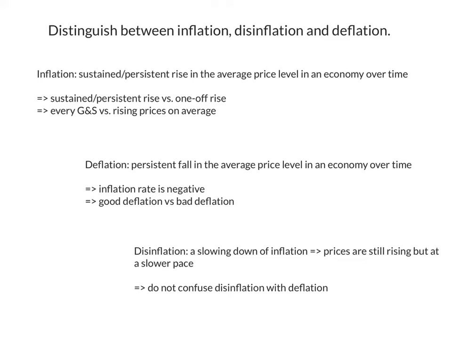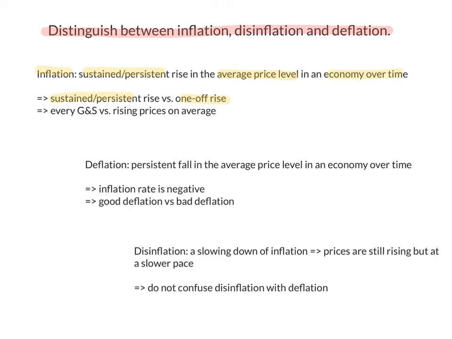The first learning outcome taken from the IB economics syllabus in the macroeconomic objective section is to be able to distinguish between inflation, disinflation, and deflation. Let's get started. Inflation refers to the sustained or persistent rise in the average price level in an economy over time. Now, certain things you need to keep in mind. Inflation refers to a sustained or persistent rise as opposed to a one-off rise. Say, for example, the government passes new indirect taxes and suddenly everything in the economy becomes more expensive. This is considered more of a one-off rise due to raising the rate of taxation.